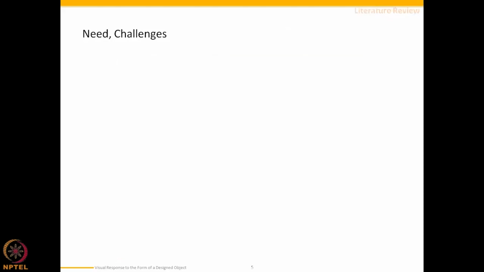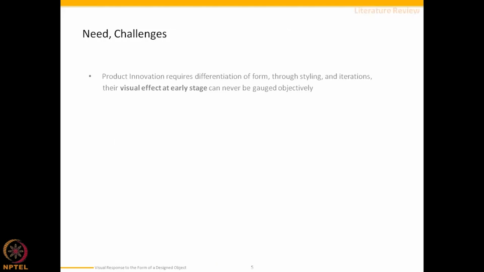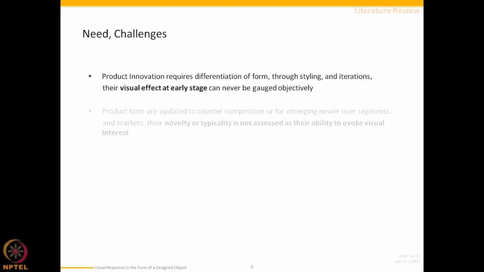So I will just go to the need and challenges. What is the need and what is the challenge? Through styling and through iteration, visual effects are defined at a very early stage. And sometimes when the objects are competing, even for stylization, very small, minor styling changes are made. But those smaller styling changes define the product completely.